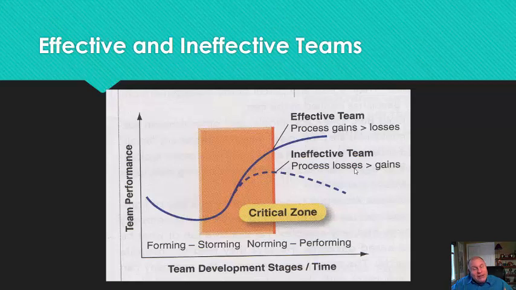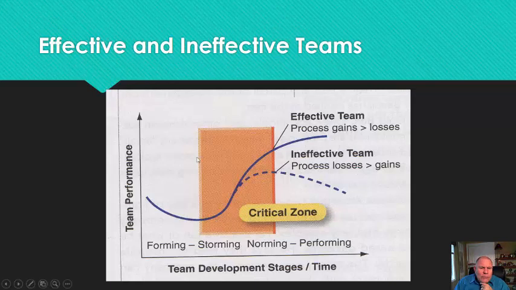So in effective teams, the process gains exceed the losses. In ineffective teams, the losses exceed the gains. And it's all coming out of that storming phase, okay, on that trajectory. So the team's ability to get through the storming and into a fully norming team is going to make the difference between an effective team and an ineffective team.